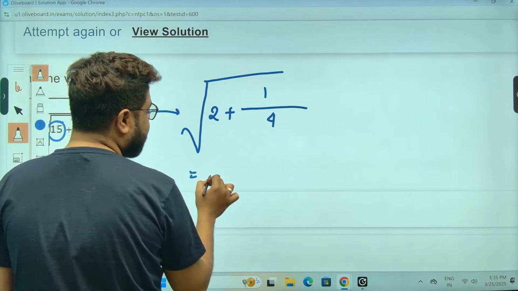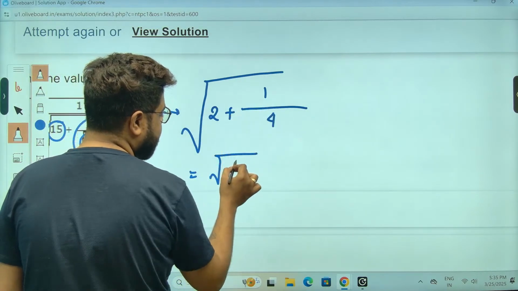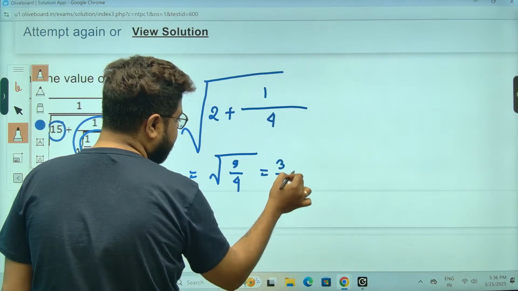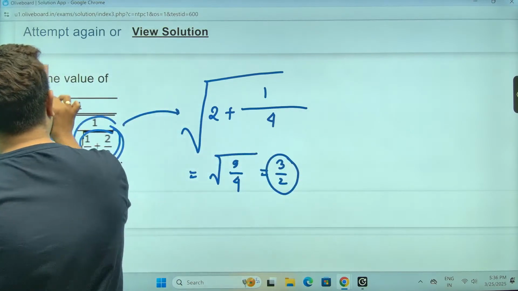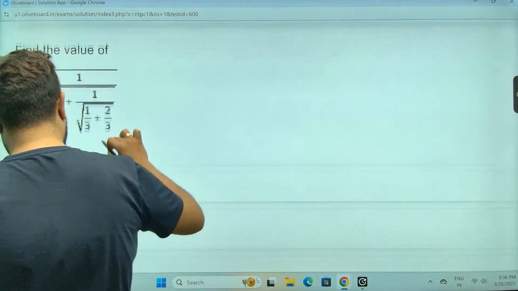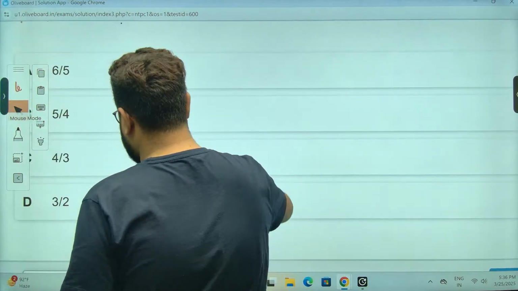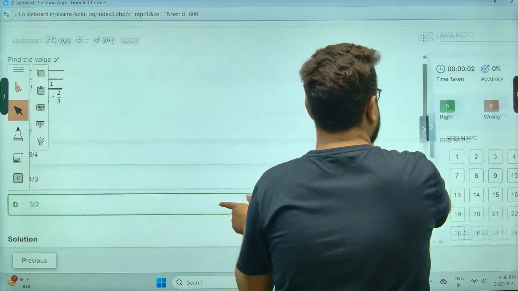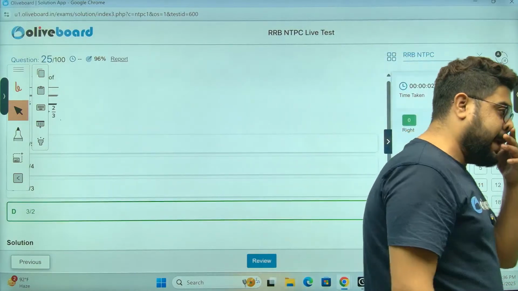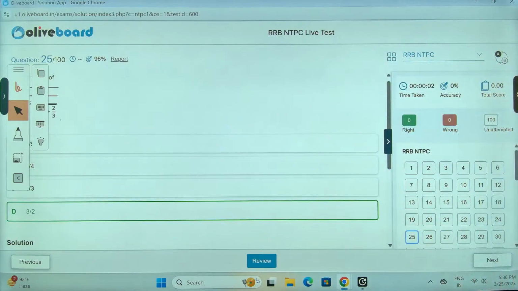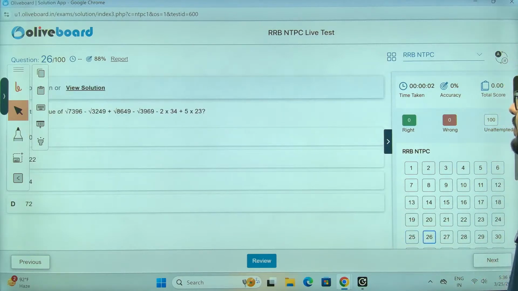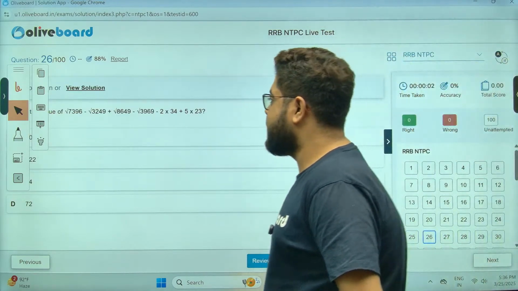This is 9 by 4, sir. 4 twos are 8, plus 1 is 9, sir. The answer will be, sir, 3 divided by 2. Nothing can be easier, sir. 3 divided by 2. Option number D is your correct answer, sir. Right? Very, very simple question, sir.